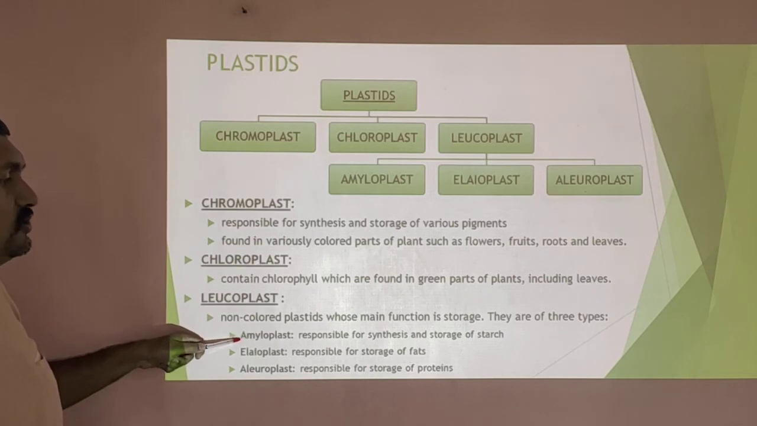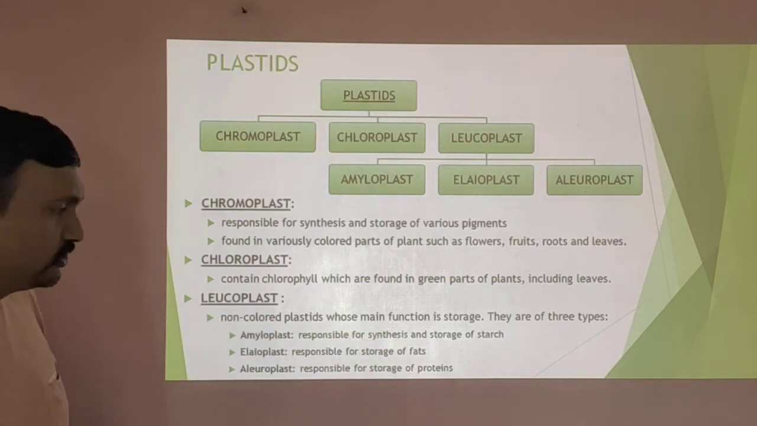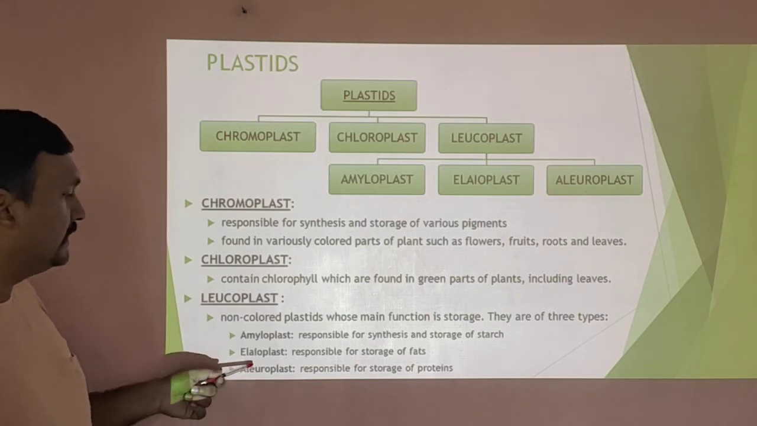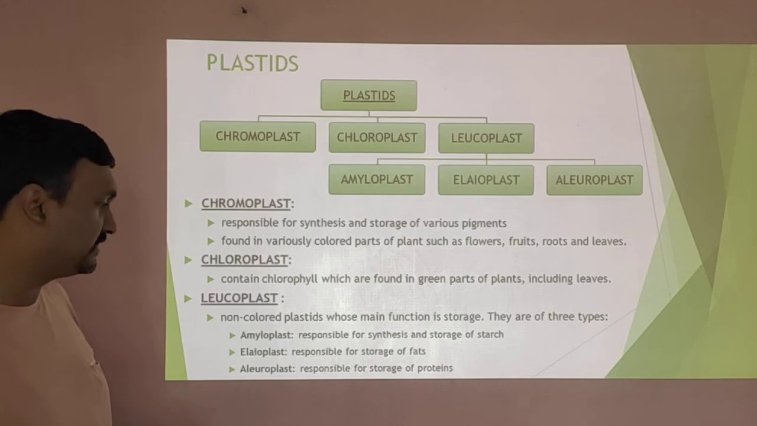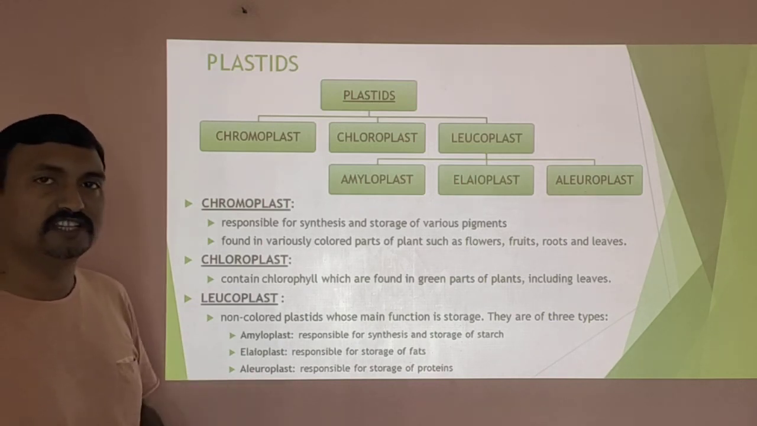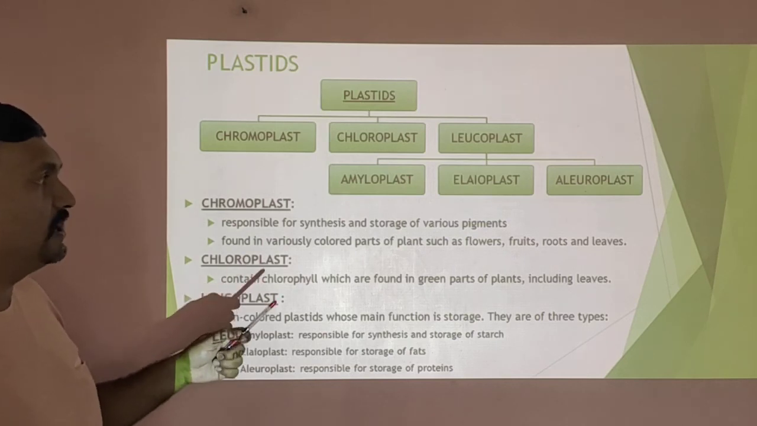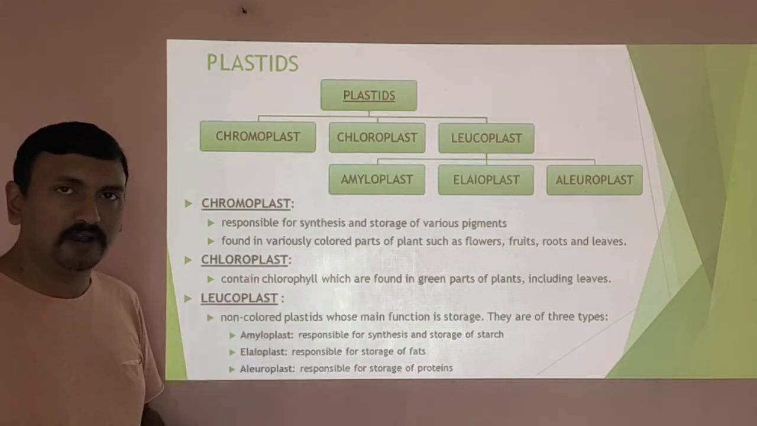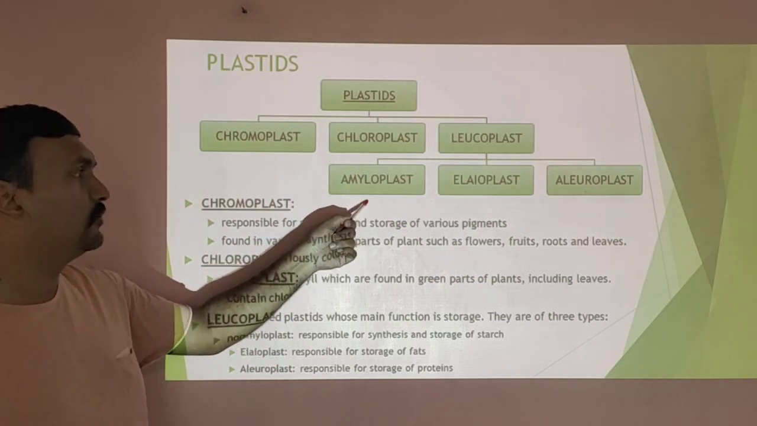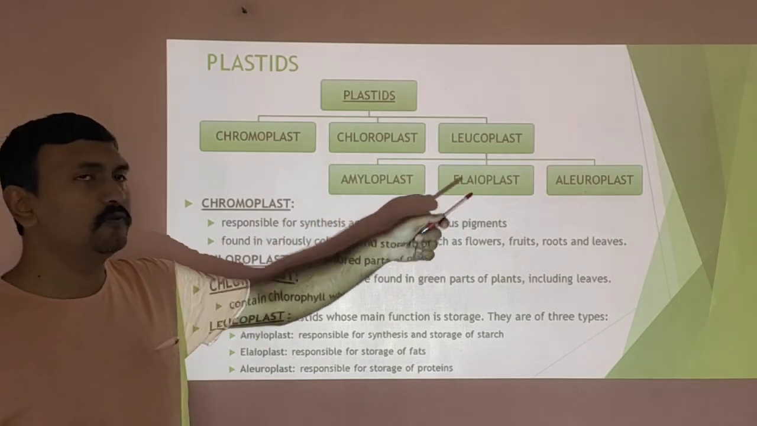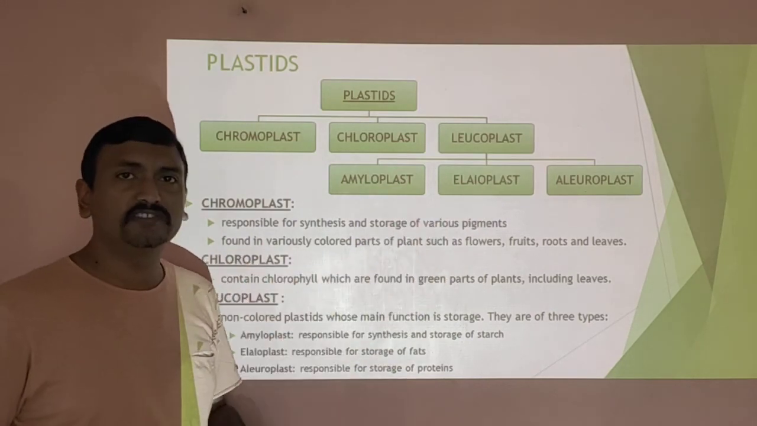Amyloplast is the one which is responsible for synthesis and storage of starch granules. Elaioplast is responsible for storage of fats, and aleuroplast is responsible for storage of proteins. Remember: amyloplast, storage of starch; elaioplast, storage of fats or oils; and aleuroplast, storage of proteins.